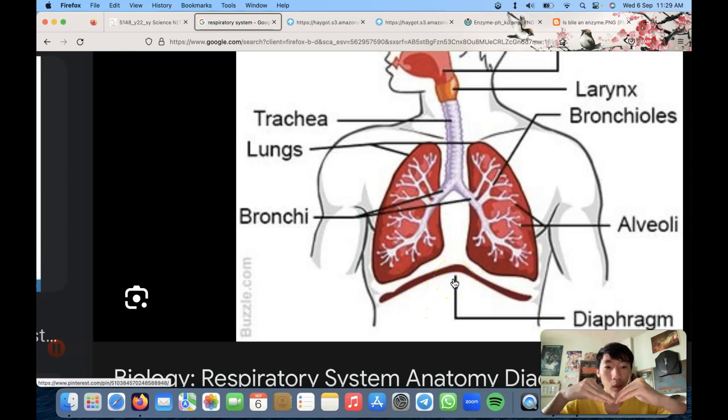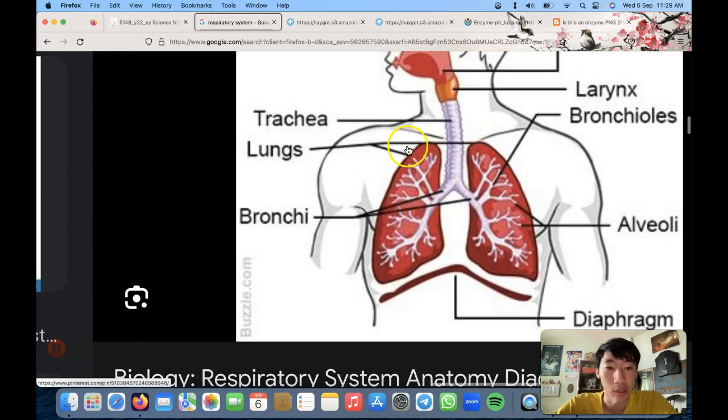Then after that, when it relaxes, it will curve upwards. As it curves upwards, there's less space, right? Your lungs have less space, so they will compress. And as you compress, the air will actually move out of the windpipe. Okay, so that's the function of the diaphragm. It would contract and relax to allow air to enter into the lungs.